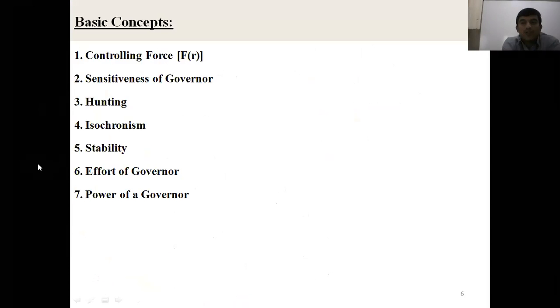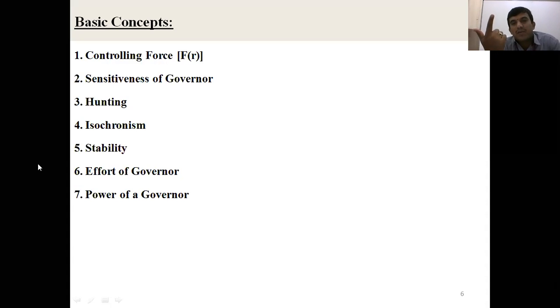Next, before going into detail on the Porter and Hartnell governors, some of the basic concepts or terminologies we should know. These are 7 basic concepts. From the exam point of view, what theory portions can we expect from this module? First, they will ask to write short notes on or define the following. They will give these 7 concepts, and out of 7, they will ask 4 to 5 definitions. That's the first theory question.